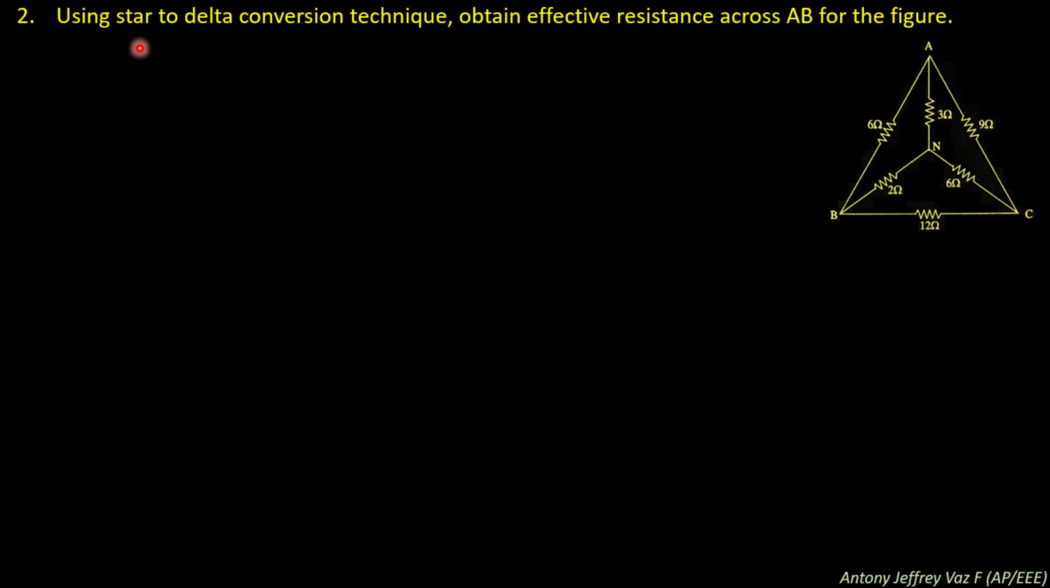Second problem, using star to delta conversion technique, obtain effective resistance across AB for the given figure. Here the outer circuit is delta and the inner circuit is star. So first you are going to convert this star connection into a delta connection. Then you are going to apply the transformation rule and you can find the effective resistance across AB.